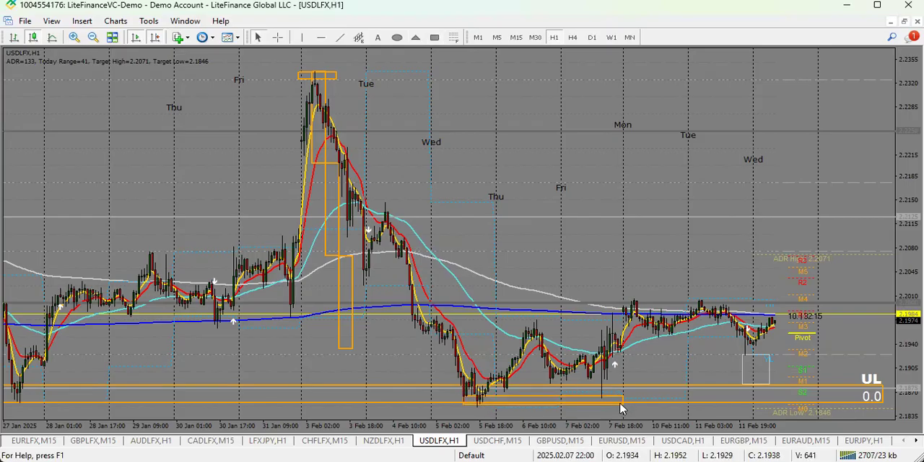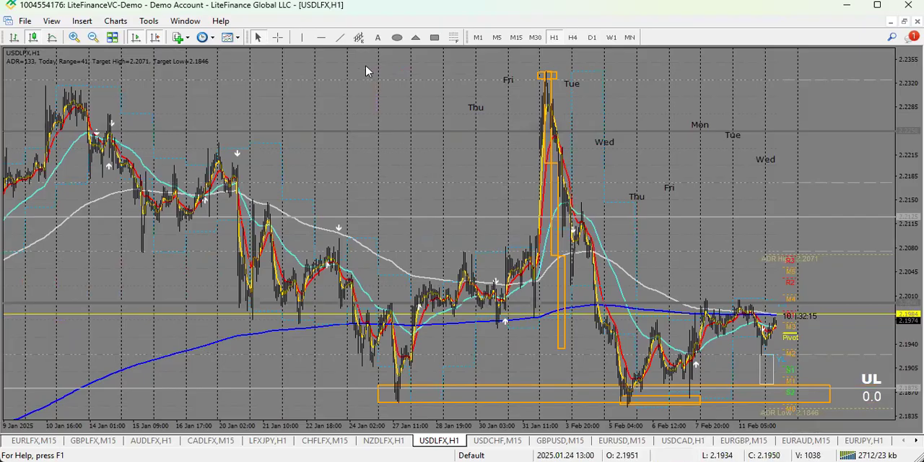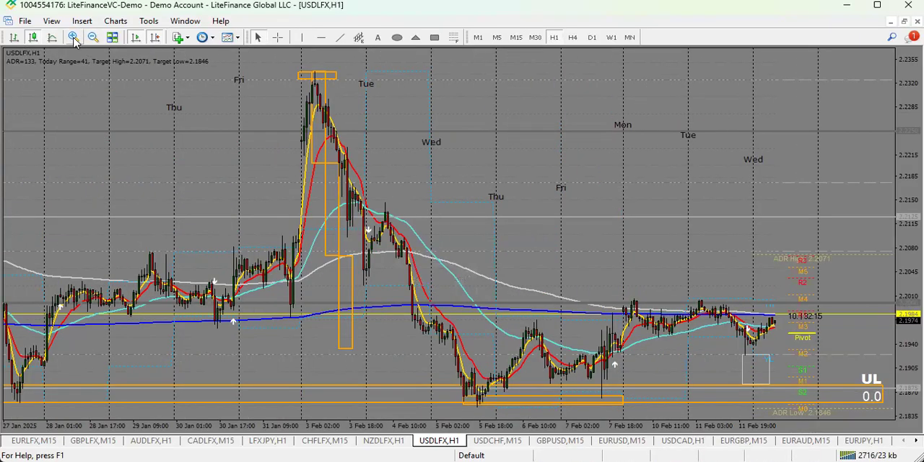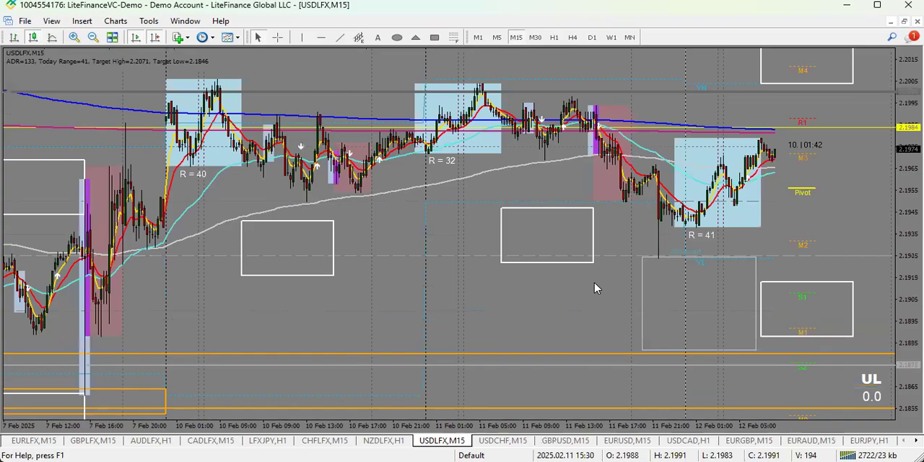So I would anticipate a buy of the dollar. Okay, so that's what I would anticipate. But we need to look at the dollar pairs to determine, because the dollar index is simply a derivative of the dollar pairs.